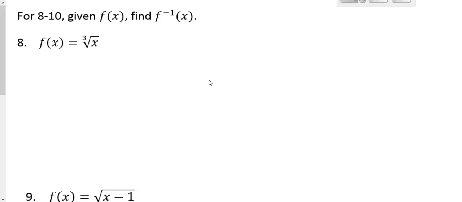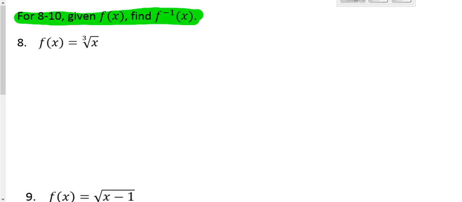Okay, looking at numbers 8 through 10. Make sure that you read directions on this because each of the problems is going to have different directions. Some of them you're going to be taking the derivative. Some of them you're going to be integrating. Some of them, like these problems, you are going to be finding the inverse. Finding the inverse means that you are switching x and y, and then you are solving for y again.